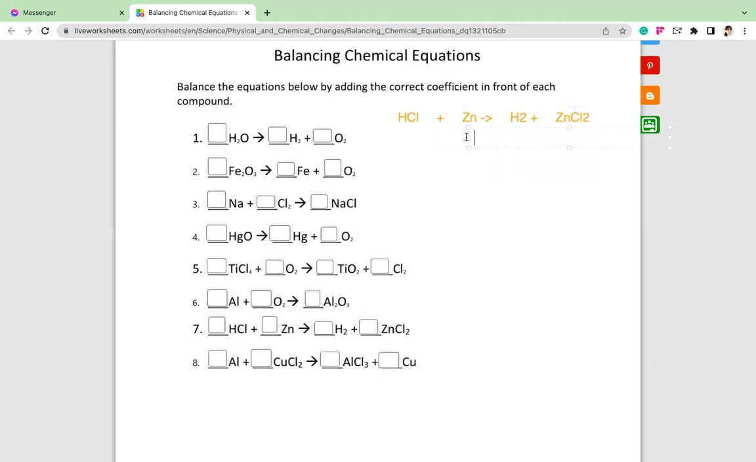Okay. What are the atoms present in this equation? Hydrogen, chlorine, and zinc. All right. How many hydrogen do you have on the left-hand side of the equation? 1. How many chlorine? 1. How many zinc? 1. All right. Now let's move on to the right-hand side of the equation. How many hydrogen? 2. Chlorine, 2. Zinc, 1.